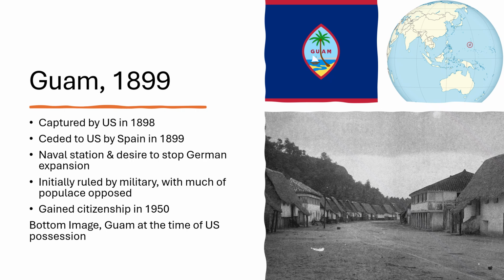In the beginning, the island of Guam was ruled by the U.S. military, with much of the populace opposed to foreign U.S. rule. Guam will be captured by the Japanese during World War II, where the Guamanian people will be treated very badly by the Japanese. After World War II, in 1950, the people of Guam gained U.S. citizenship, and the island remains a territory today.